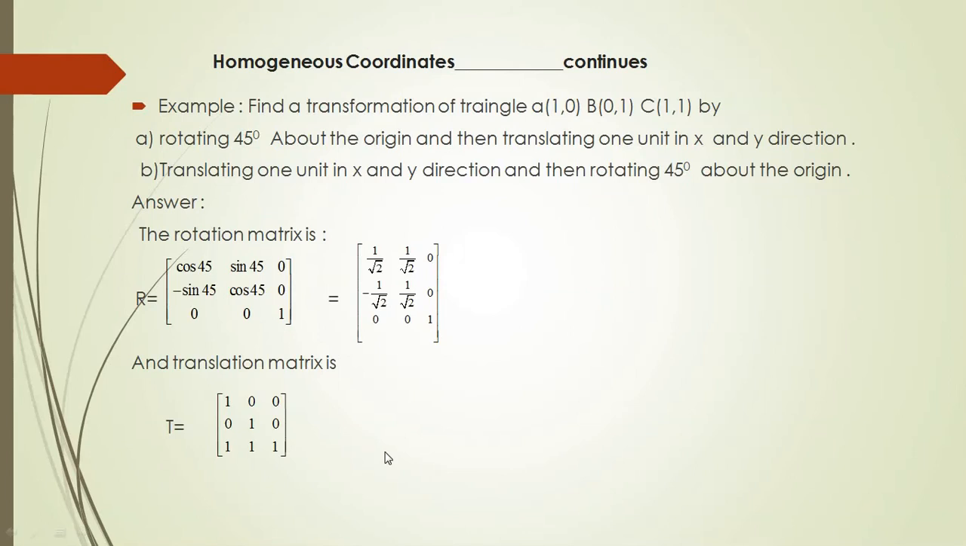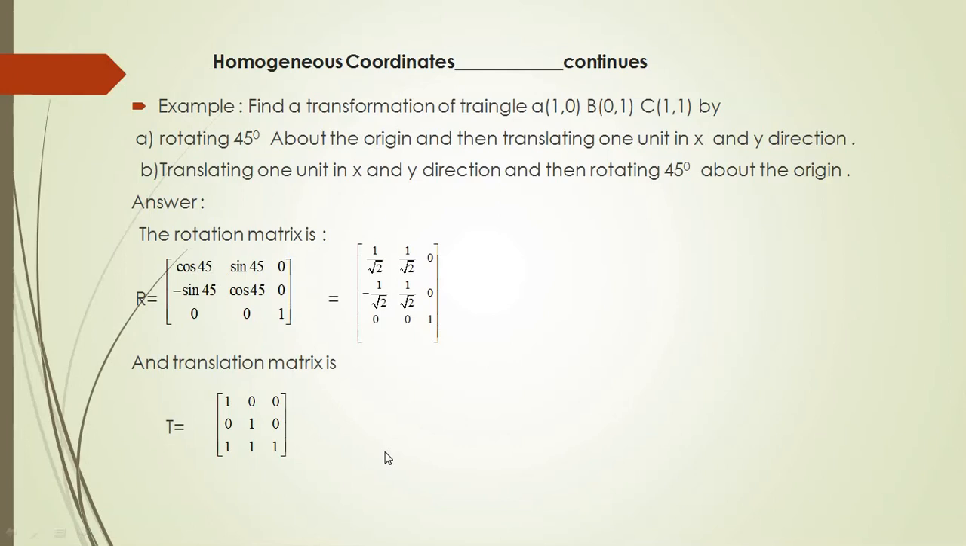Okay, example of homogeneous coordinates. Find the transformation of triangle A. The coordinates are A 1, 0, B 0, 1 and C 1, 1. So in A, rotating 45 degrees about the origin and then translating 1 unit in x and y direction. B is translating 1 unit in x and y direction and then rotating 45 degrees about the origin.